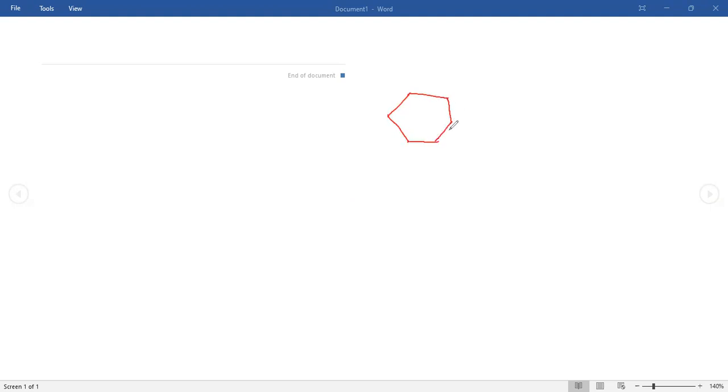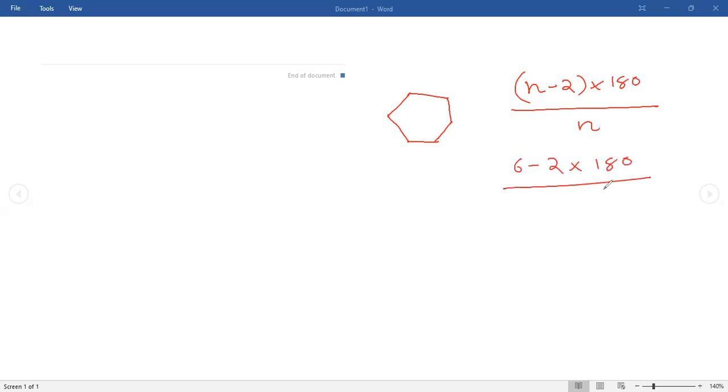Okay, sir. This is a regular hexagon. We know how to find out the angle. To find out the angle, we have the equation n minus 2 into 180 divided by n. Here 6 sides are there. So 6 minus 2 into 180 divided by 6. 6 minus 2 is 3, 3 into 180, sorry, 6 minus 2 is 4. 4 into 180 divided by 6, isn't it?